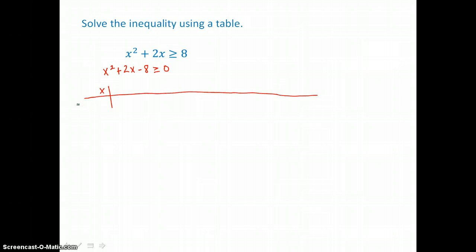Now we're going to solve quadratic inequalities in one variable using 3 different methods, and the first method is using a table. So to use a table, I'm going to get this quadratic inequality in standard form by subtracting 8 from both sides and getting 0 on the right. Okay, then I'm going to make the table, my input values will be x values, and my output values will be x squared plus 2x minus 8. Okay, so I'll choose some values for x along the number line equally spaced.